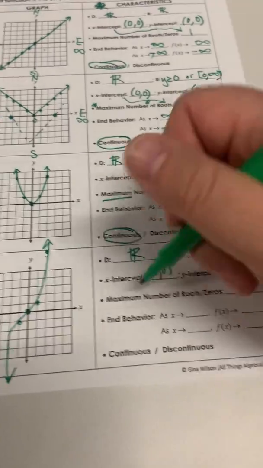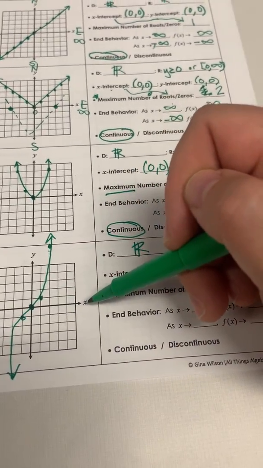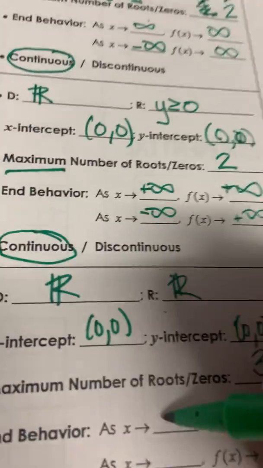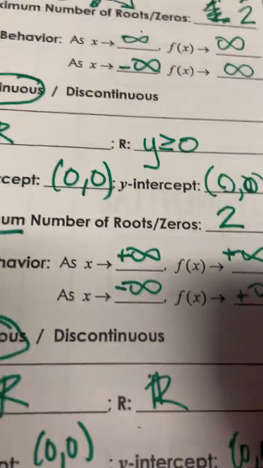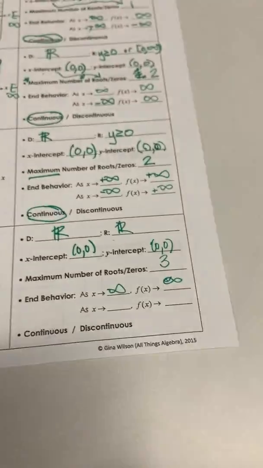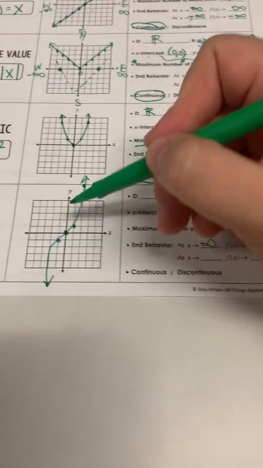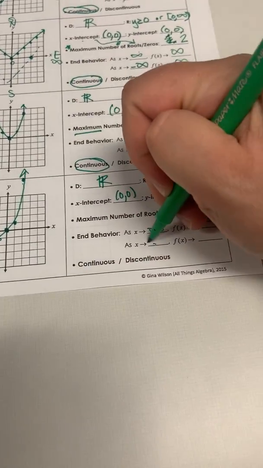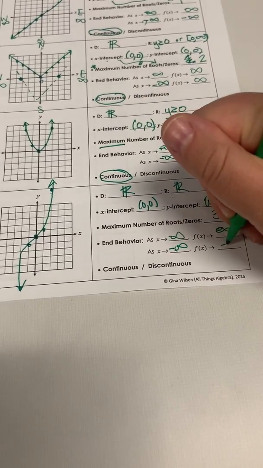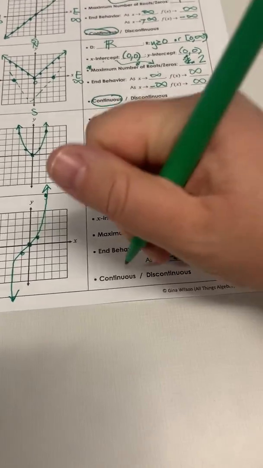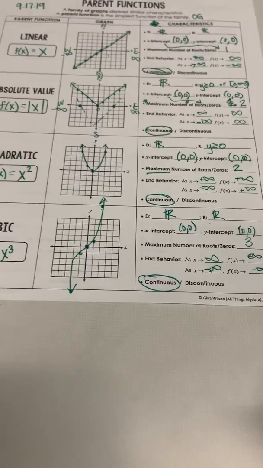The end behavior, as x approaches infinity in this direction, my graph is going up. So infinity to infinity. And then lastly, as x approaches negative infinity, my graph is going down, so it's negative infinity. And this is a continuous graph.